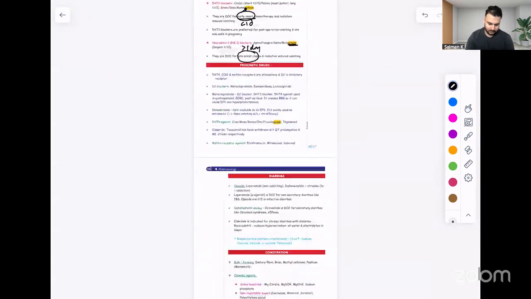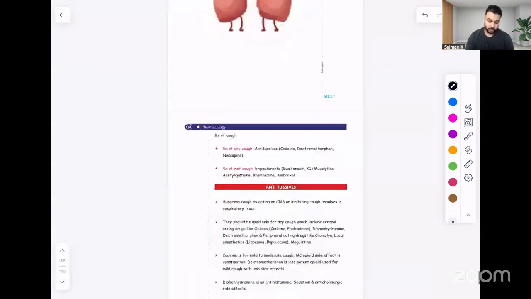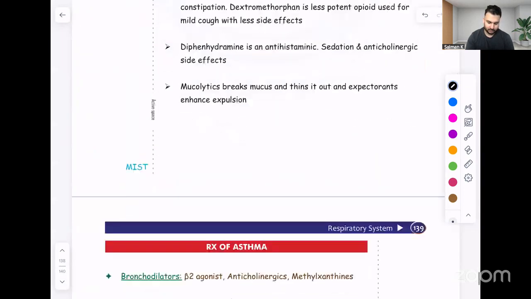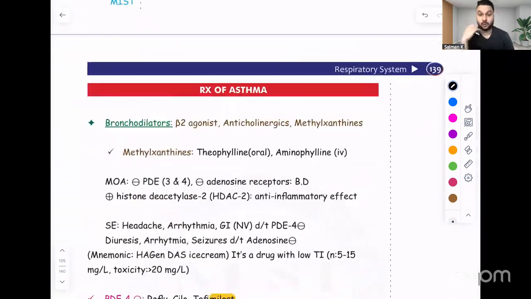Next, you'll see one more topic of GIT in the 25 important I've discussed. The drugs like domperidone and metoclopramide. I've made a good question on that, so you can learn it from the question how it will come. Last topic is your asthma.